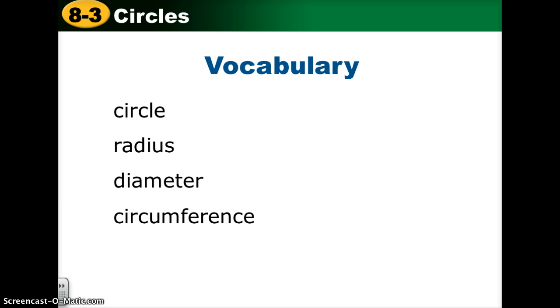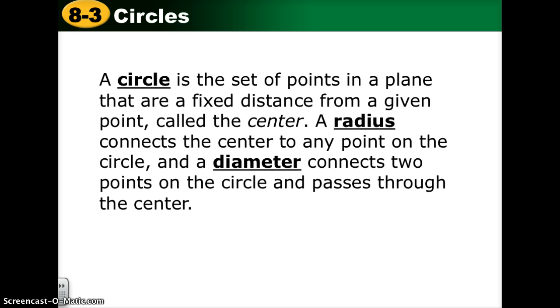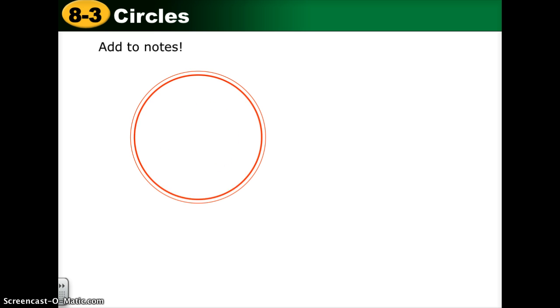Key vocabulary terms: circle, radius, diameter, and circumference. A circle is a set of points in a plane that are a fixed distance from a given point called the center. A radius connects the center to any point on the circle, and a diameter connects 2 points on the circle and passes through the center.